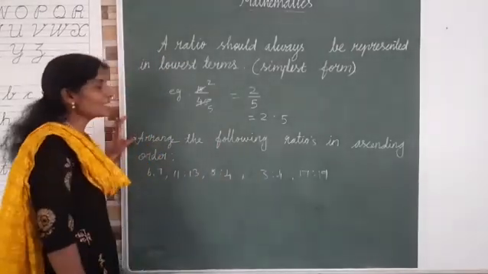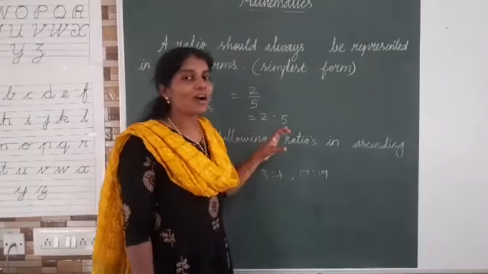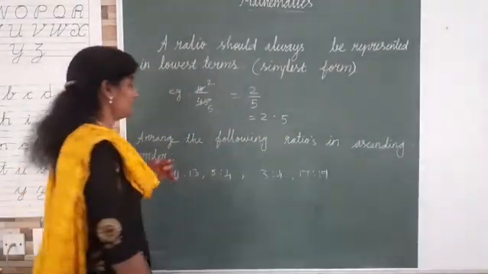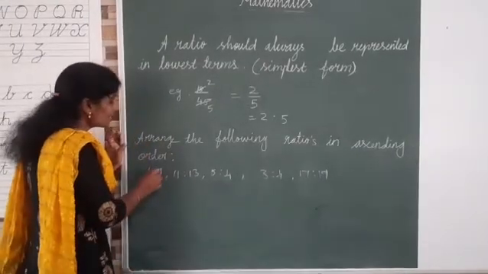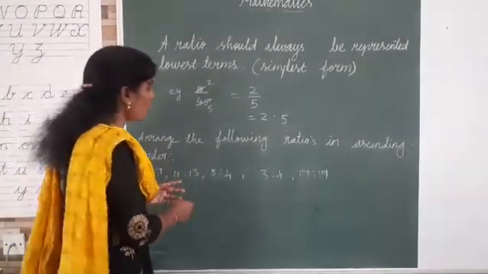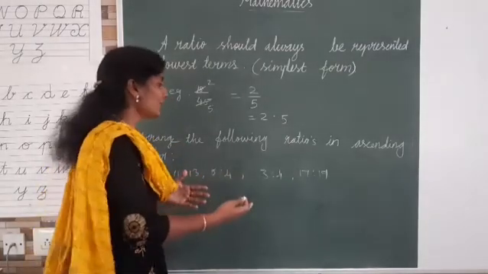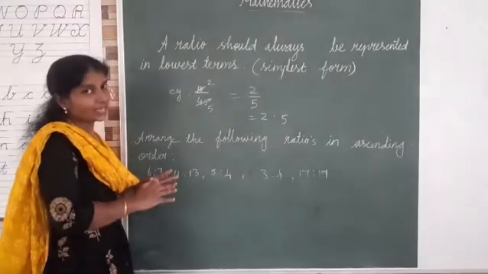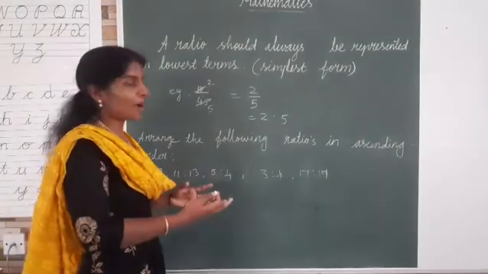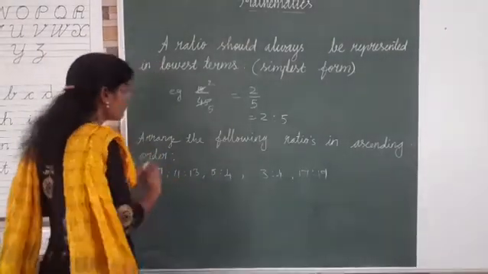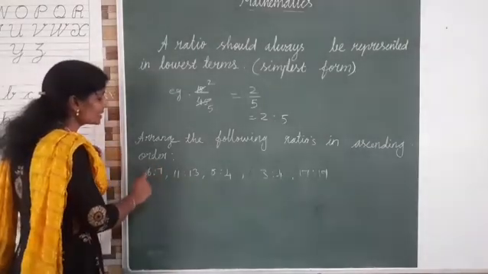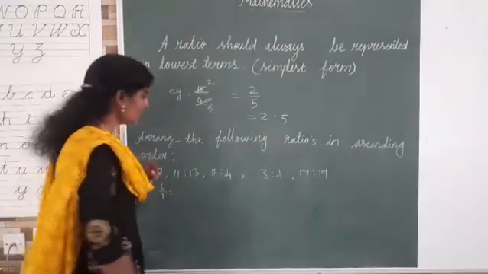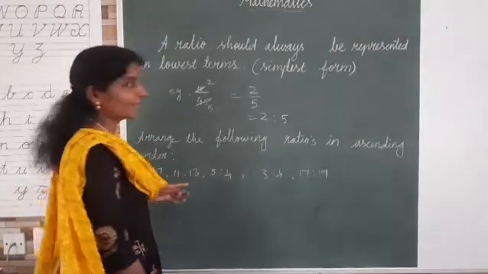Now arrange the following ratios in ascending order. What is ascending order? Ascending order means small to big, isn't it? Here we have 6:7, and we don't know which is the highest and which is the lowest. So we can write them in decimal form. 6:7 means 6 by 7. We divide 6 by 7 and we will get the decimal form.